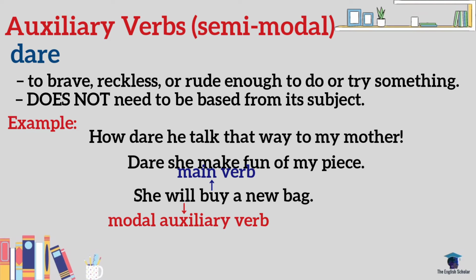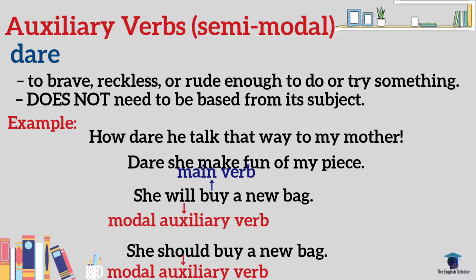Another example, when we use the modal auxiliary verb should. When we use should in a sentence, the main verb partnered to it is also left at its original form. Example, she should buy a new bag. Even if our subject, she, is singular, we still left both the modal auxiliary verb should and main verb buy.